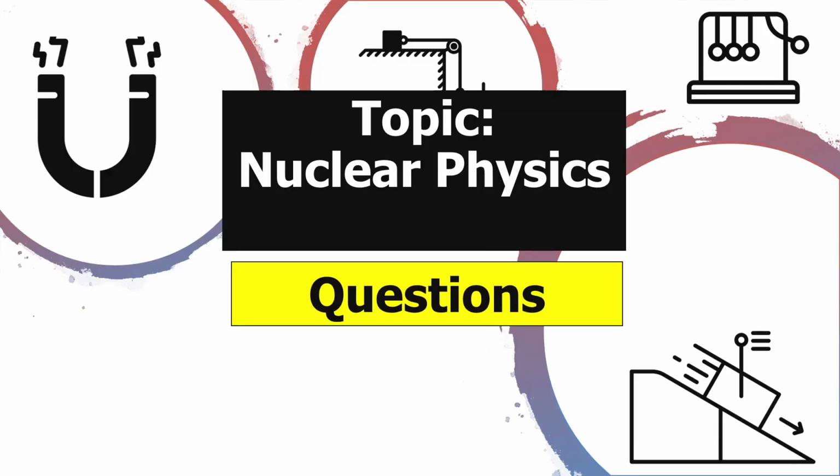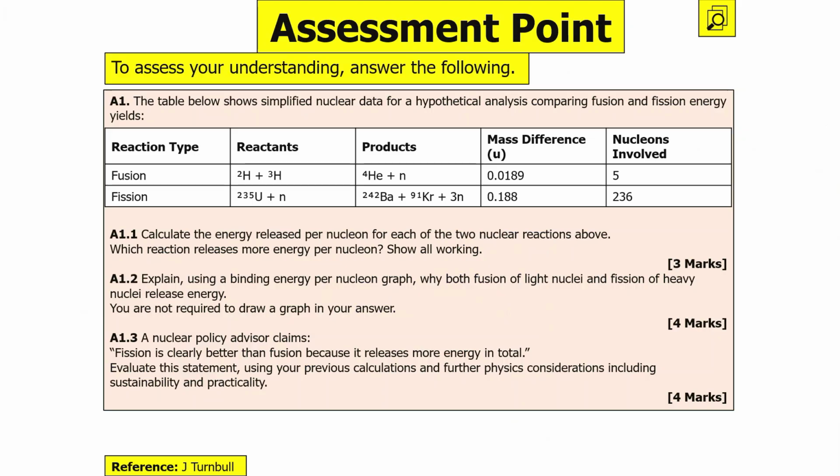Let's now have a look at some questions regarding nuclear fission. The table below shows simplified nuclear data for hypothetical analysis comparing fusion and fission energy yields. Calculate the energy released per nucleon for each of the two nuclear reactions above. Which reaction releases more energy per nucleon? Show all working. Explain, using a binding energy per nucleon graph, why both fusion of light nuclei and fission of heavy nuclei release energy. You are not required to draw a graph in your answer.